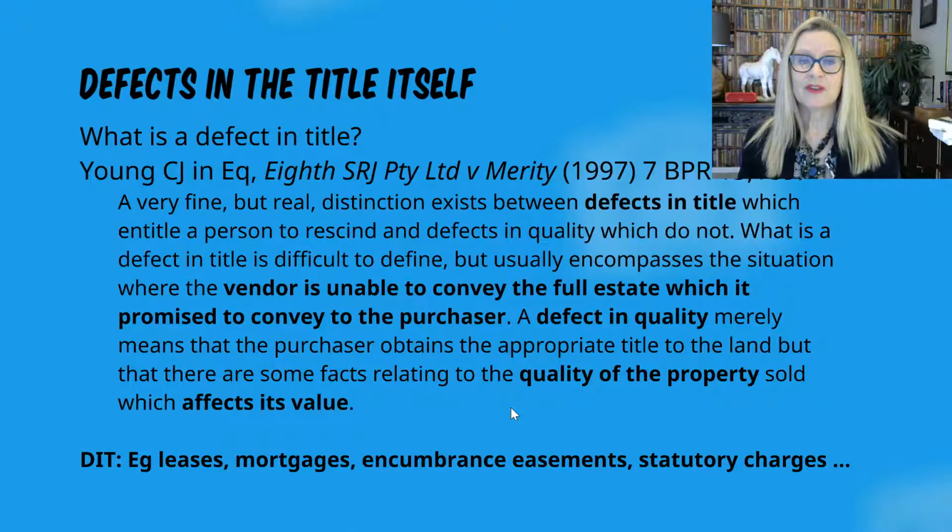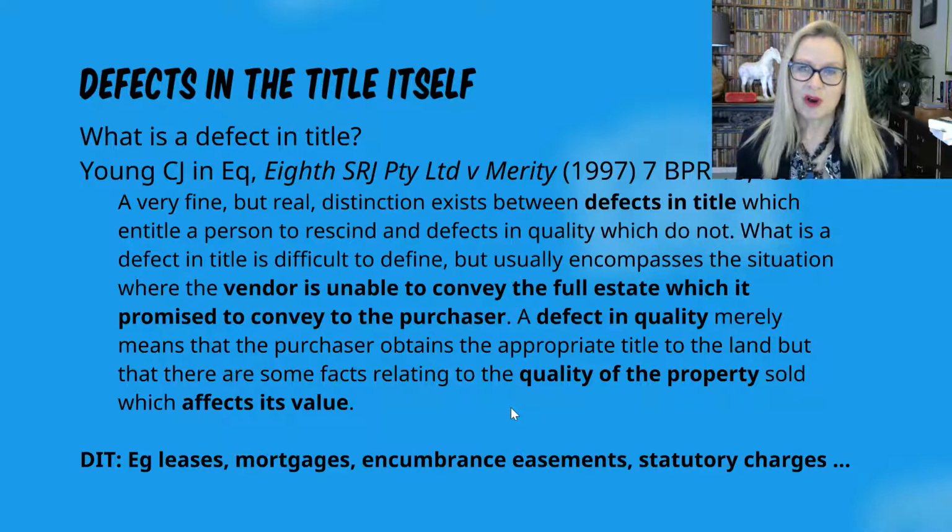Usually it encompasses a situation where the vendor, this is a defect in title, the vendor is unable to convey the full estate which it promised to convey to the purchaser. So it goes to the very root of the sale and purchase contract itself. If you can't actually give as seller what you are warranting to give, and which forms the whole basis of the contractual relationship, then obviously that's going to give you the buyer the right to terminate. Defect in quality usually affects value rather than actual title itself, and that's where, I guess, at polar extremes of these two things, you can see the difference.